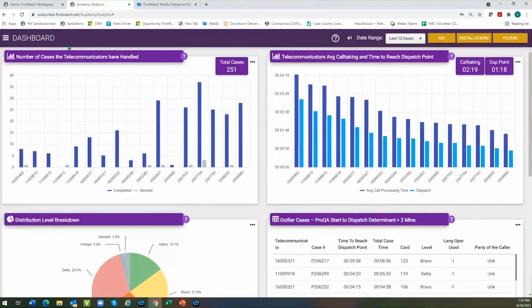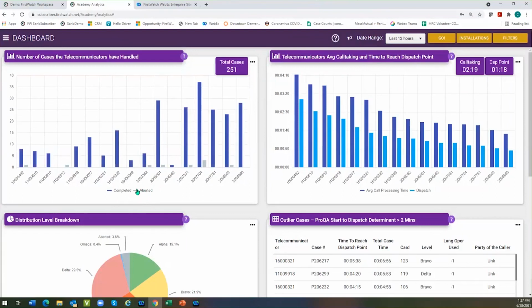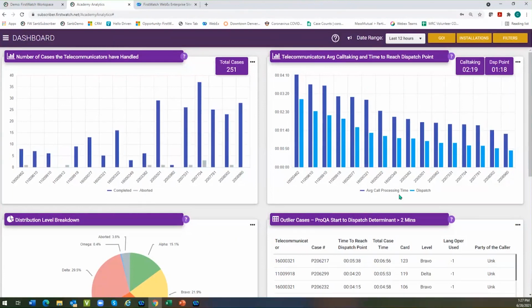In looking at the dashboard, we're paying attention to what's happening within our agency as it's happening or in near real time. Here we're looking at the number of cases completed by telecommunicator, as well as the number of cases aborted by telecommunicator. Here it's easy to see if someone is aborting a lot of calls by toggling off the completed calls. Here, you can also see if someone is handling a lot more calls than others by toggling off the aborted calls. Here we're looking at the average call processing time and the average time to reach a dispatch point within ProQA.